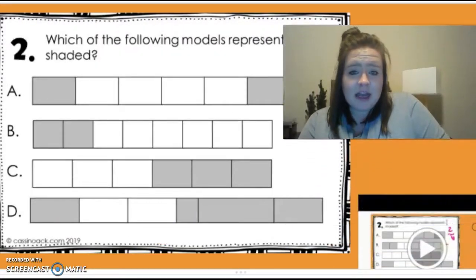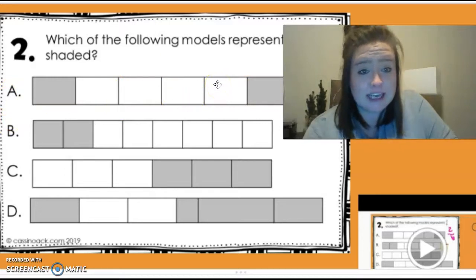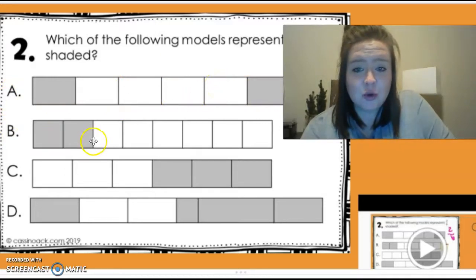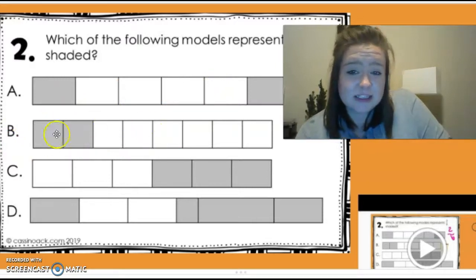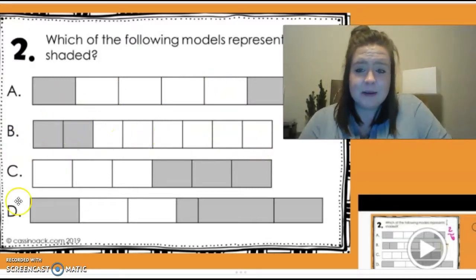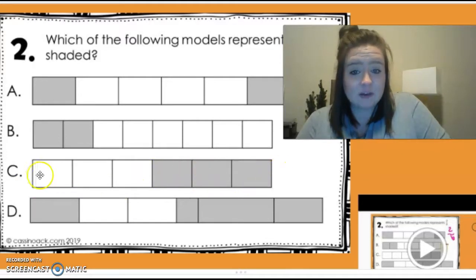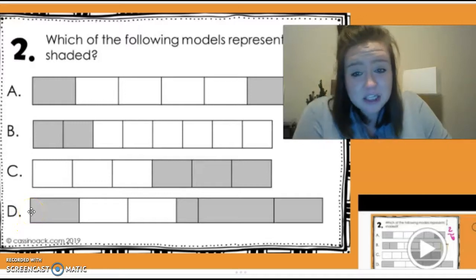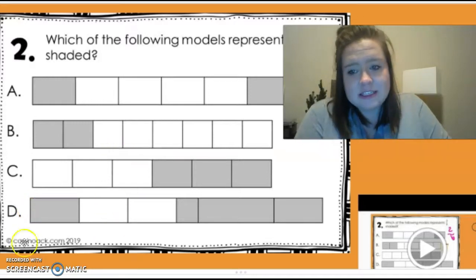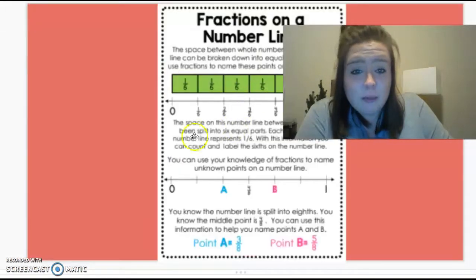Same thing with this one. This one represents 2/6 because there are 2 pieces shaded out of the 6 total pieces. This one represents 2/8 because there are 2 pieces shaded out of the 8 total pieces. This is 3/6 because there are 3 pieces shaded out of your 6 total pieces. And then this last answer choice, letter D, doesn't represent a fraction because not all of the pieces are the same size. Okay? Then we moved on and we did fractions on a number line.